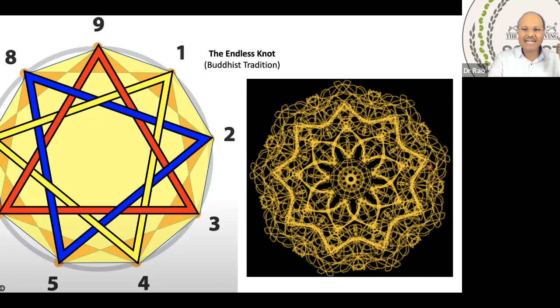Iska koi ant nahi hota hai, kyunki wo loop hota hai. Aur ye dikhata hai ki hum samsar mein kaise ye maya ki jhaal mein hum fase rehte hain. It's a very beautiful depiction. Apparently, it takes a very long time for the monks to make this knot. They do a lot of ritual purification before they do it.